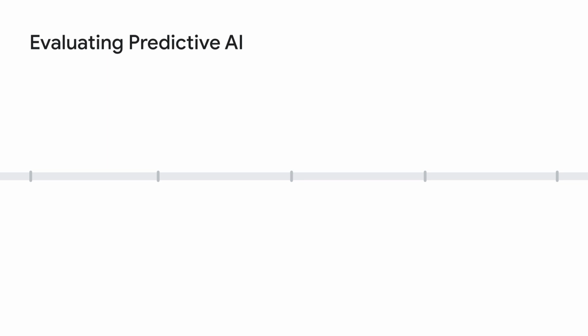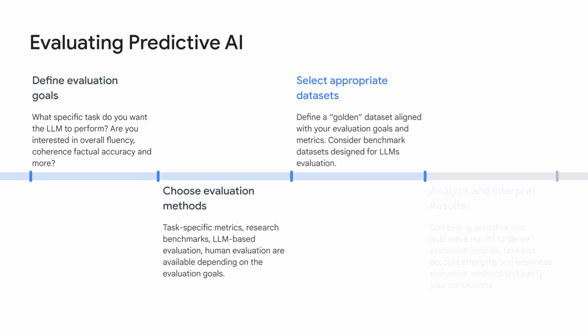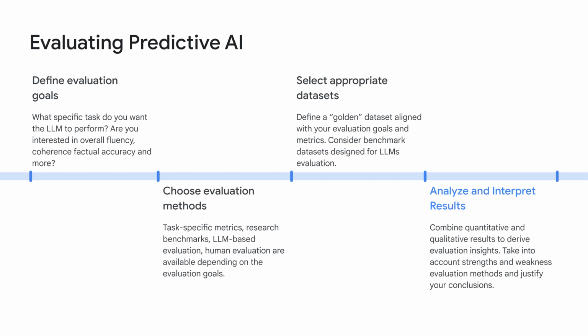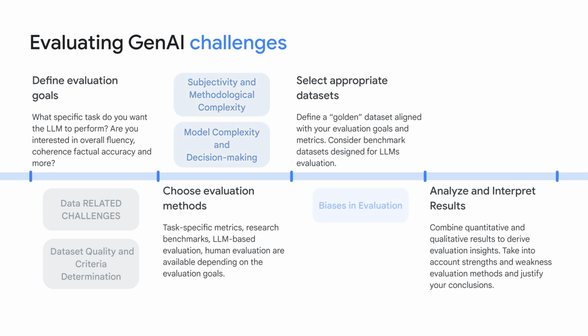Evaluating large language models is not like evaluating predictive models, where you establish objectives, select evaluation techniques, gather datasets, and then analyze and interpret outcomes. The scale, complexity, and diverse tasks handled by LLMs present unique evaluation challenges. These challenges include data-related issues, like lack of data and data contamination, the difficulty of interpreting model decisions due to their large decision space, biases in evaluation, ensuring generalization to real-world scenarios, and security concerns like adversarial attacks.